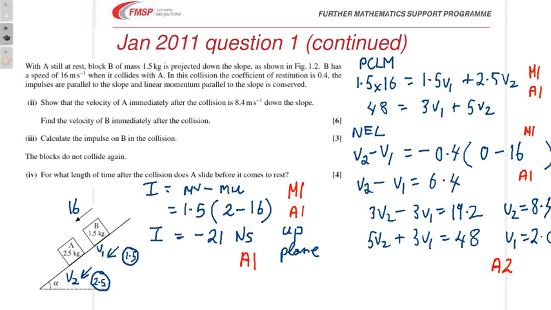Just take a moment to check that the equation for the conservation of momentum down the plane and the equation for Newton's experimental law down the plane, just check that you agree with those equations, and the rest of these steps simply involve solving those simultaneous equations. And you might like to check by pausing the video that you can get V1 is 2, V2 is 8.4. So the velocity of A after the collision is 8.4 down the plane.